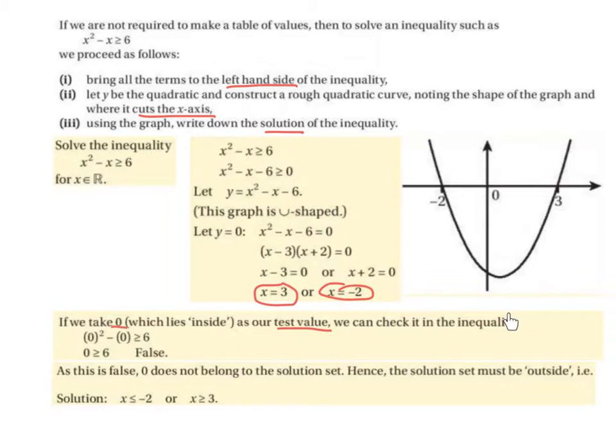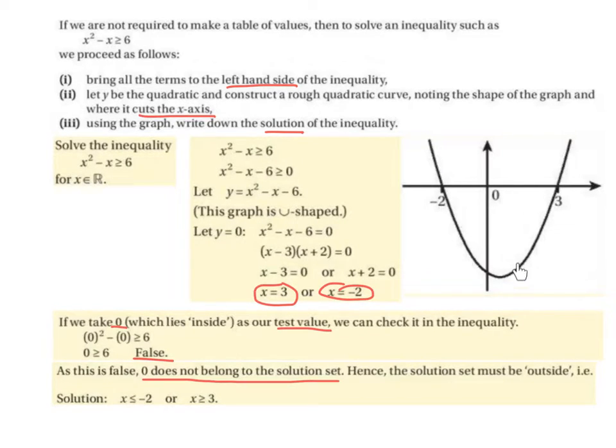So if we go back to our original equation, which was x squared minus x is greater or equal to 6, we're going to swap each of those x's for 0. So we have 0 squared minus 0 is greater or equal to 6. 0 squared is 0, minus 0 is still 0. So 0 is greater or equal to 6 is false. As this is false, 0 does not belong to the solution set. And remember, 0 lies inside of our values, minus 2 and 3.